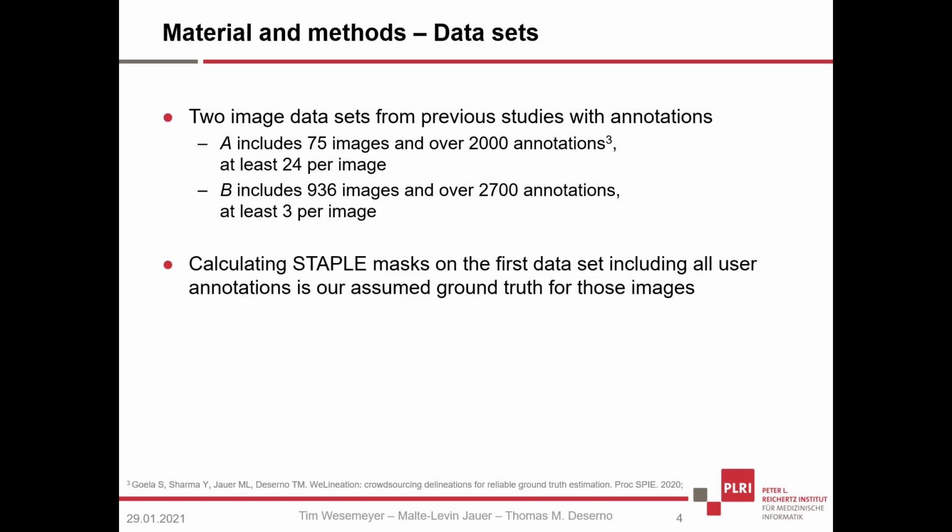Let me start with our datasets collected from previous studies. We have a high quality but low quantity dataset A, including 75 images, over 2000 annotations, and at least 24 annotations per image. And we have a higher quantity but lower quality dataset B with over 900 images, 2,700 annotations, and at least 3 annotations per image. Lacking manual expert annotations, we use the STAPLE algorithm calculating all given annotations for dataset A, assuming this as a ground truth to be tested against. We need no ground truth for B, but we get there in a moment.